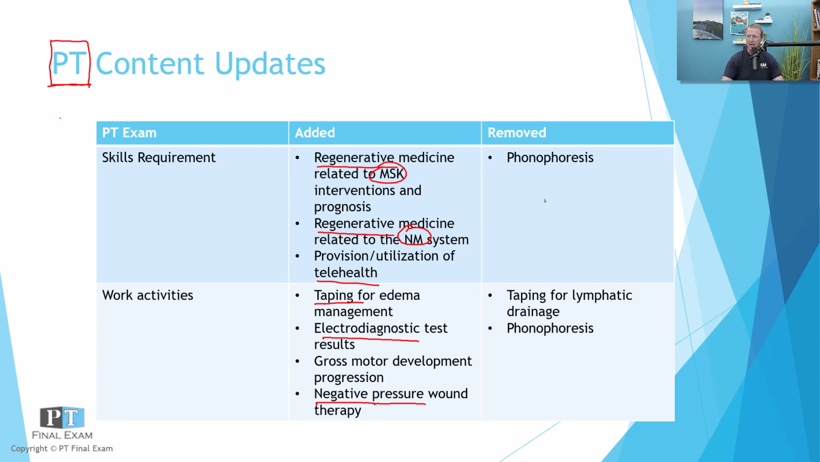Of note, items that were removed include phonophoresis for both work activities and skill requirements, as well as taping for lymphatic drainage. So this is again reference to dynamic taping. It does not reference the bandaging systems or the compression systems for someone with lymphedema. So lymphatic drainage techniques would still be required for manual interventions as well as compression therapy, but you would not need to know any type of taping for lymphatic drainage.